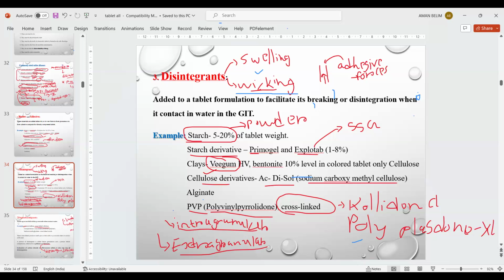That is extragranular. And because of the extragranular disintegrant, when the tablet disintegrates, it will disintegrate in the form of granules. And after this, as we have added disintegrant during the intragranular stage, meaning during the formation of granules also, it will disintegrate into the form of small particles. So this is the importance of adding it intragranularly and extragranularly. Due to extragranular, it will disintegrate into granules, and due to intragranular, into small particles. This is also an important concept, can be asked as an MCQ.